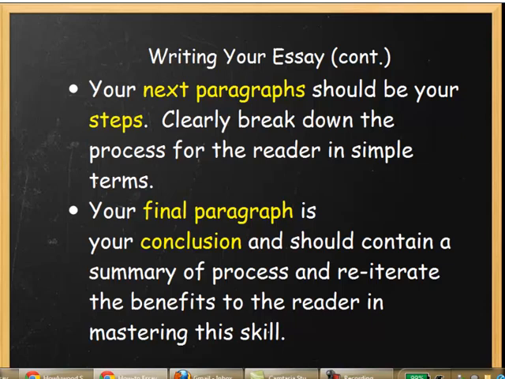And your final paragraph is your conclusion, and should contain a quick summary of the process, and reiterate the benefits that the reader will see from learning this particular skill.